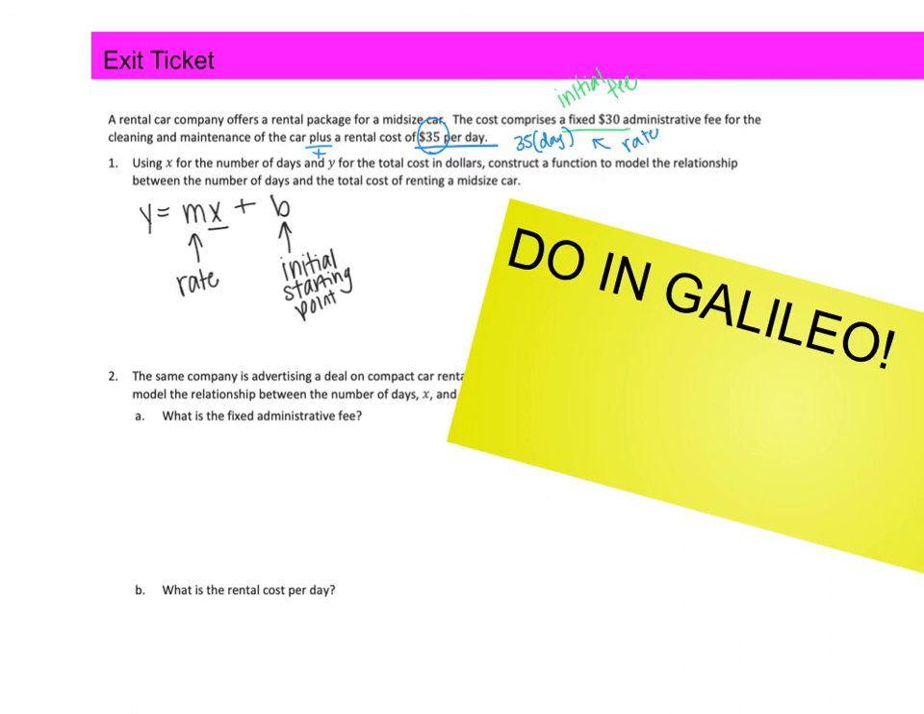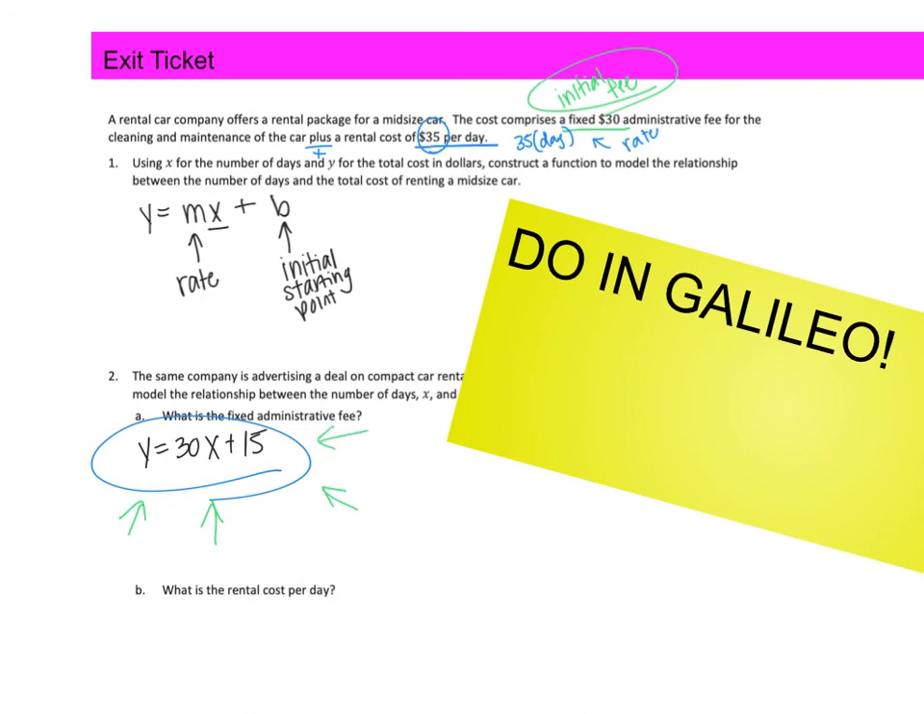Number 2 says the same company is advertising a deal on their compact car rentals. The linear function y equals 30x plus 15. So I'll write that here because you can't really see it. 30x plus 15 is used to model that relationship. What is the administrative fee? So looking at this relationship, it's asking you, what is this administrative fee? Okay, just looking at your equation, you should be able to tell how much does it cost just for that fee. Okay, there's a number within this equation that represents the fee. You need to figure out what that means.